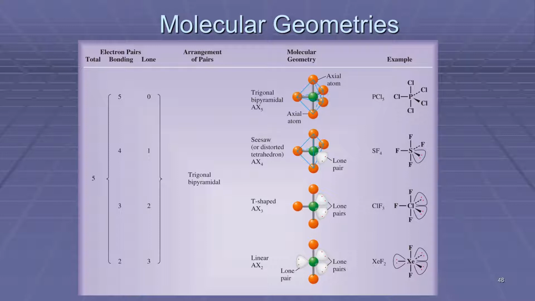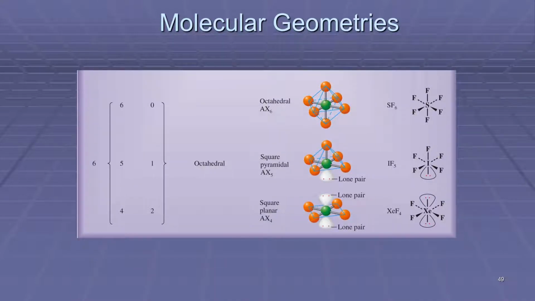If you have 3 bonding regions and 2 unshared pairs, the 2 unshared pairs again are around the center, and so you have what's called the T-shaped. And if you have 2 bonding and 3 unshared pairs, then you have the bottom one, which is linear again. Just don't forget that there's 3 unshared pairs around the center.